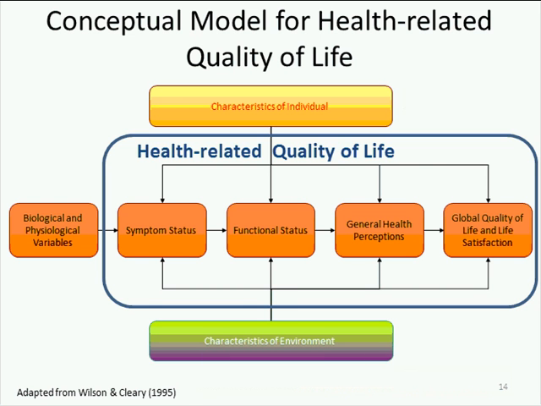And it is a sort of left-to-right moving diagram that starts on the left with some sort of biological and physiological set of variables. In this case, it could be a certain cancer at a certain severity and perhaps a treatment being received for that cancer that has physiological effects.